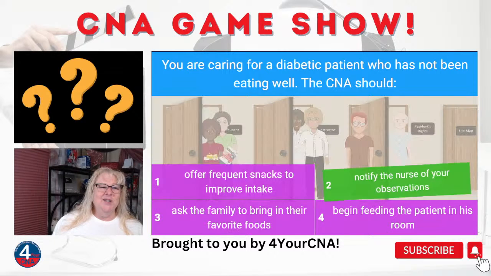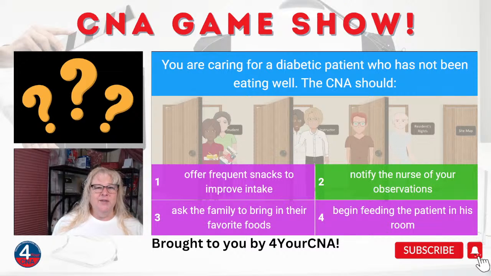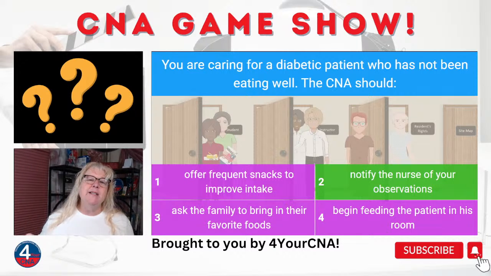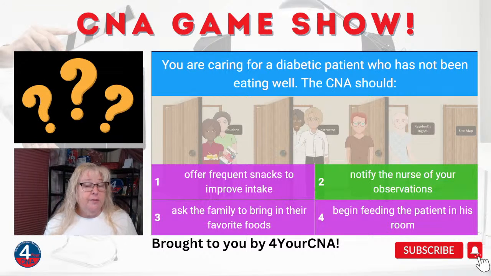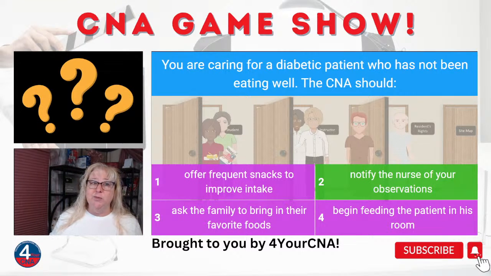All right, the right answer here is to notify the nurse of your observations. When we have a diabetic patient, we are going to manage their food and their medications very, very strictly to make sure that we're giving them the right amount of medication, whether it's insulin or oral medication, to help offset the carbohydrates that they're eating in their food. So we really want to make sure that they're eating all of their food and we're managing their medications properly. If they're not eating their food, we have to reevaluate those medications.